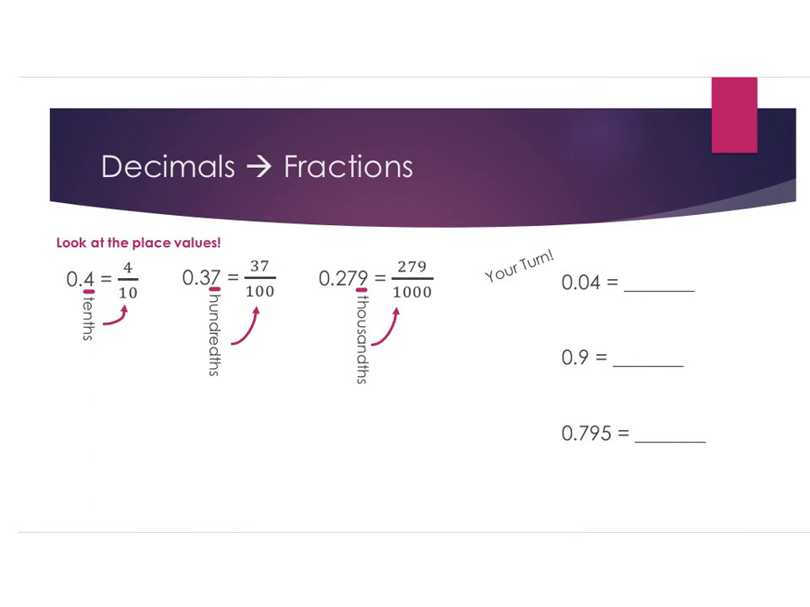The number that's furthest to the right is in the hundredths place. So 100 goes on the bottom and whatever's behind the decimal goes on top, which is 37. So 0.37 equals 37 hundredths. Here I have 0.279. My number that is furthest to the right is in the thousandths place. So 1,000 goes on the bottom. I have 279 behind the decimal. Sorry, misspoke. And 279 goes on top. So that becomes 279 thousandths.